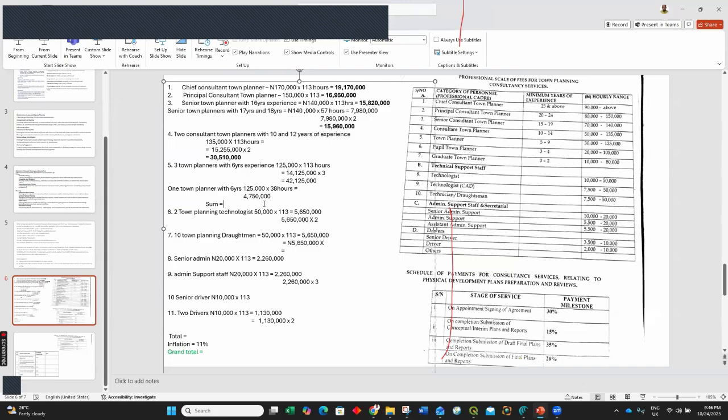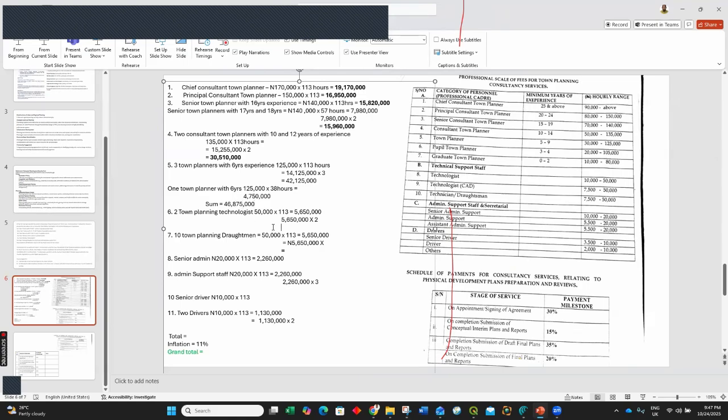I think I can even add it here. So 42 plus 4, that is almost 47. Let me open my calculator and do it. Okay, 42,125,000 plus 4,750. Yeah, 46. Okay, that is that for that.